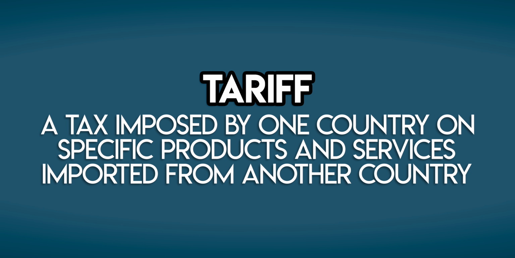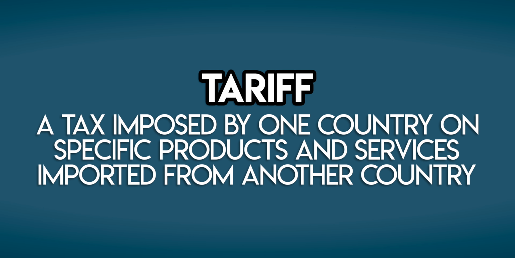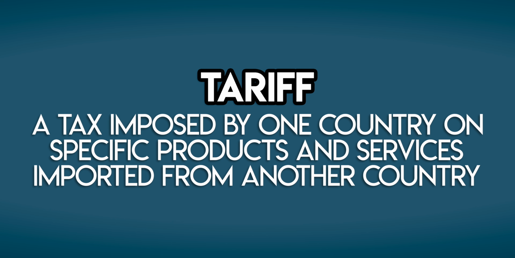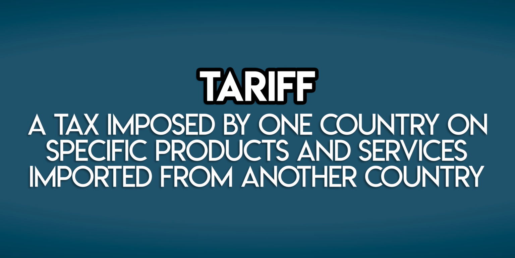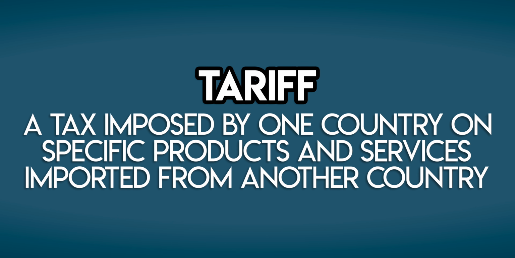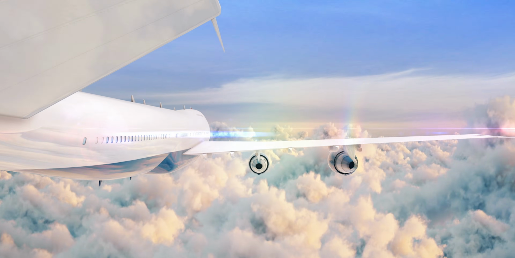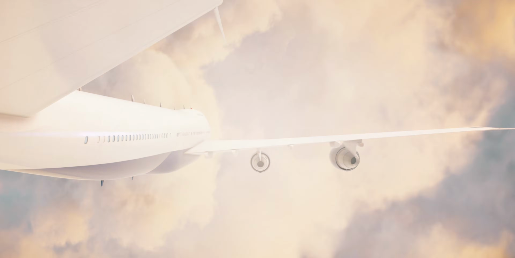Another tax on specific things is a tariff. A tariff is a tax imposed by one country on specific products and services imported from another country. It's also called a customs duty. Tariffs are trade barriers charged at the moment the product crosses the border. They're meant to help domestic manufacturers by raising the prices of imports and reducing competition.